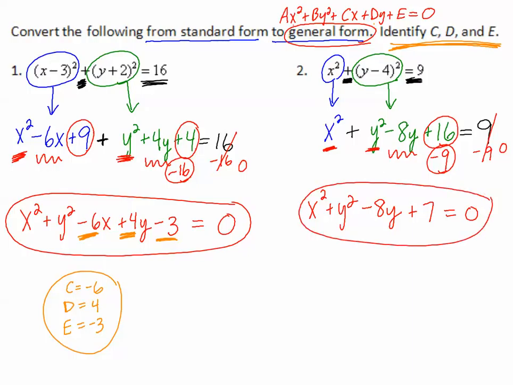And now I look for my c, d, and e. C is in front of the x, but there is no x. The number for nothing is 0. D is in front of the y, and the e is the constant. So D is negative 8, and the e is 7.